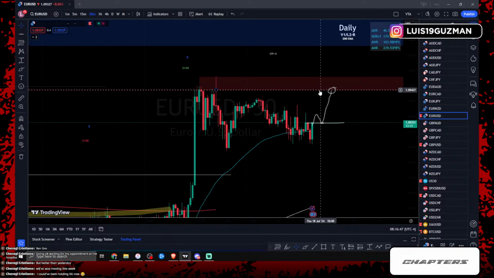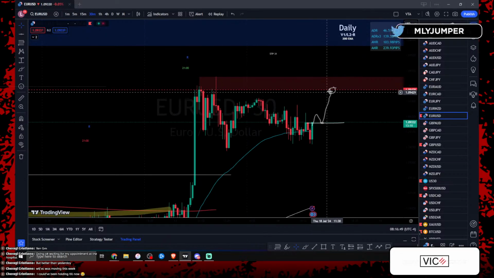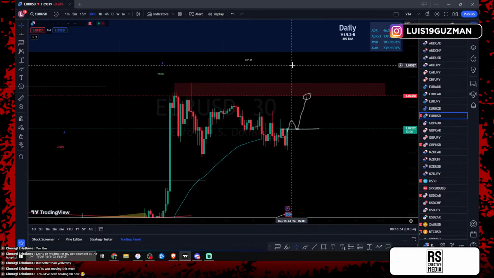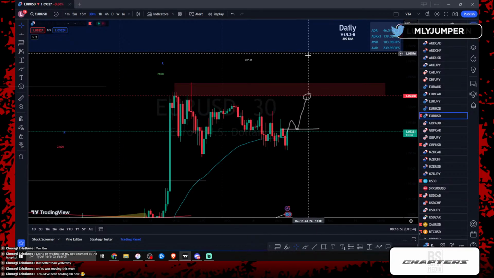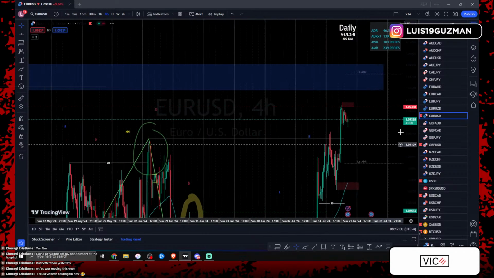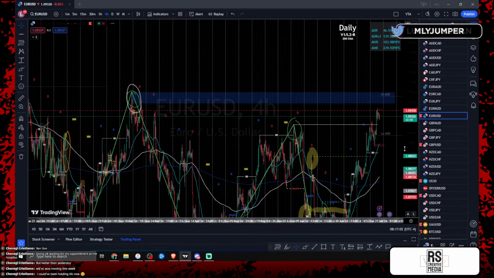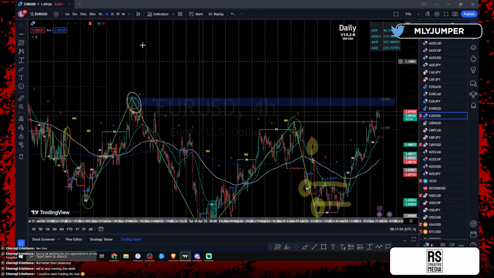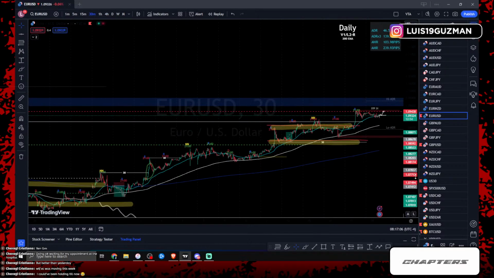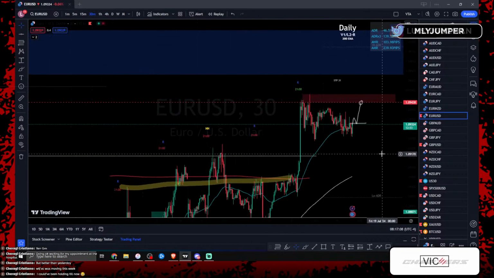So TP number 1 again would just be the third day of rise, and then TP number 2 would be the 4-hour high. That's this blue box up here, which, if we zoom out in the 4-hour, would just be these highs over here. So we'll see. We got another 12 minutes left, so let's take a look at the other pairs real quick.